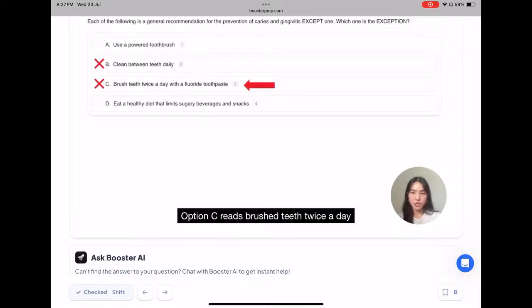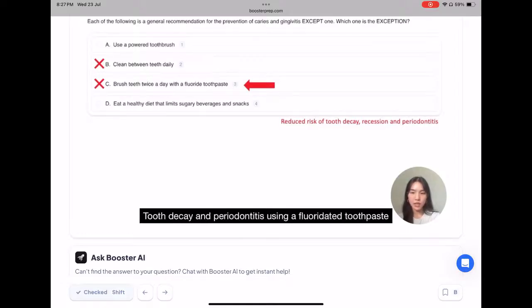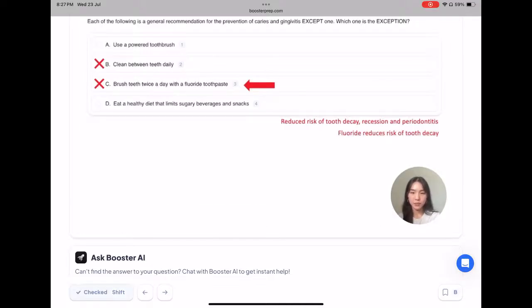Option C reads brush teeth twice a day with a fluoride toothpaste, and this answer is incorrect as this is still something that is recommended for the general population. So brushing twice a day compared to just once or even less has been proven to reduce the incidence of gingival recession, tooth decay, and periodontitis. Using a fluoridated toothpaste will reduce the risk of decay and help remineralize enamel.